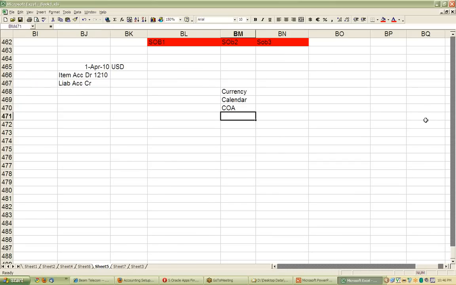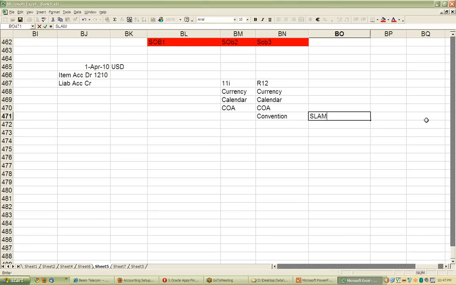These are all C's which existed in 11i, and they continue to exist in release 12. But the only thing is, in release 12 you have an extra C, that is convention. What is this convention? Convention is also called SLAM, the subledger accounting method.